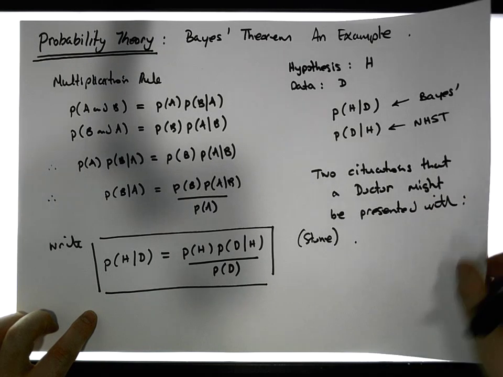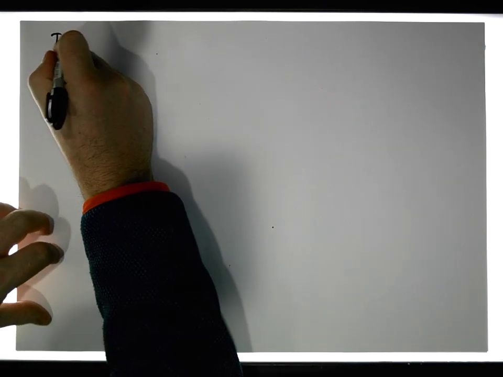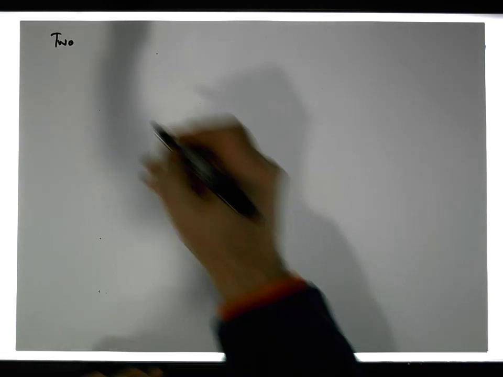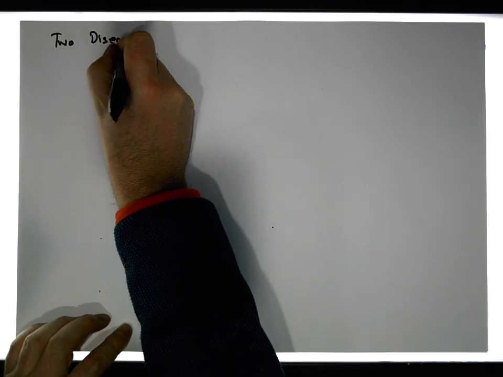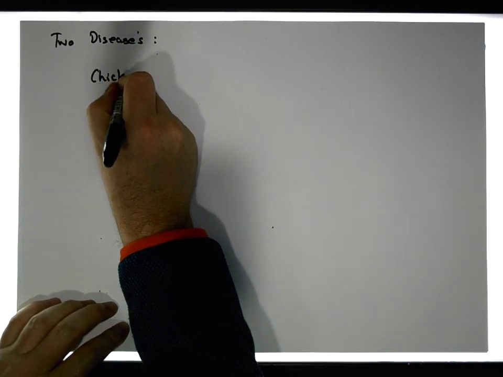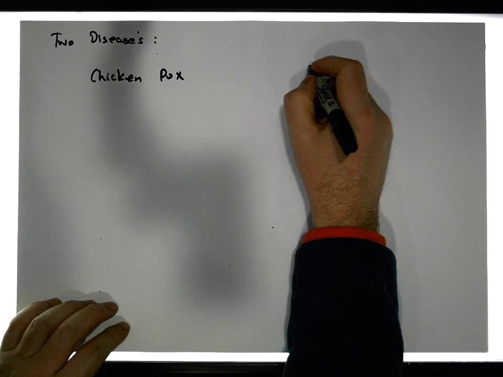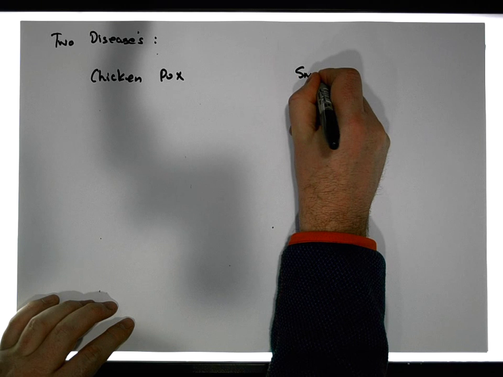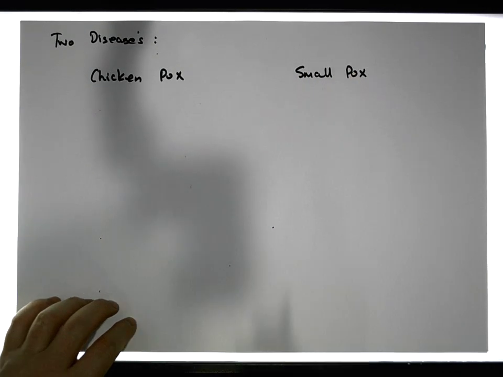Okay, let's just set the scene. We have two diseases, or two different types of diagnoses that we're interested in. The first disease is chickenpox, and the other, which has probably been eradicated at this stage, is smallpox. So we have two possible diseases.